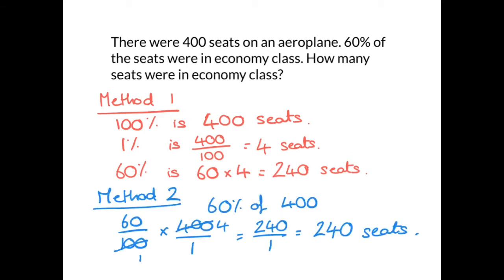So there is another method we can look at, which is we multiply the percentage as a fraction. So we are finding 60 hundredths of 400, 60% of 400. So we set up our multiplication, 60 over 100 multiplied by 400 over 1. The 100 and the 400 cancel down by dividing by 100 to 1 and 4. And we end up with 60 multiplied by 4, which is 240. 1 multiplied by 1 is 1. Divide it out, and we know that there are 240 seats.